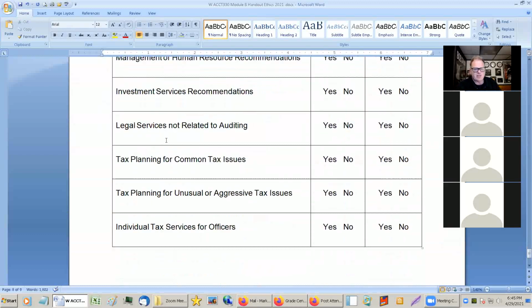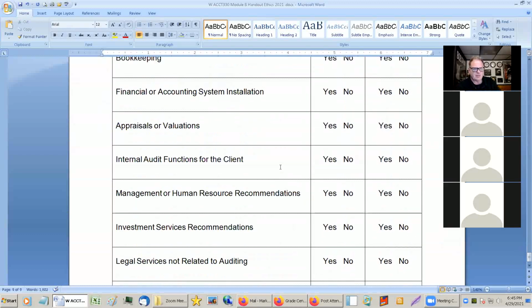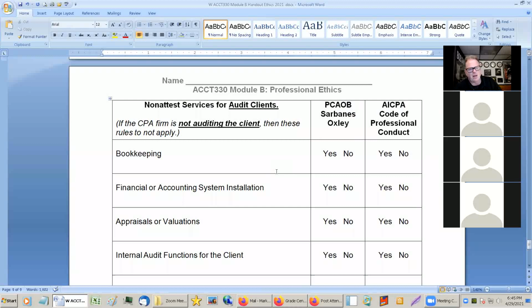So the last page looks like this. I'm not sure if it's page 9 or something. I think I stole this out of a textbook. But this is a compare and contrast for things that are allowed and things that are not allowed by the PCAOB, Sarbanes-Oxley, and the AICPA.